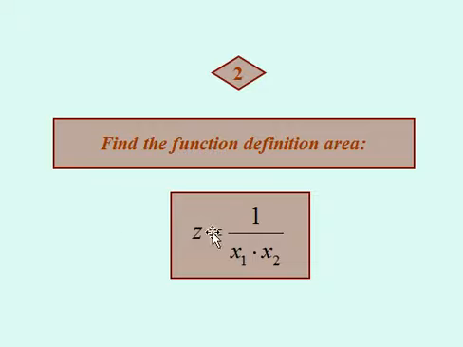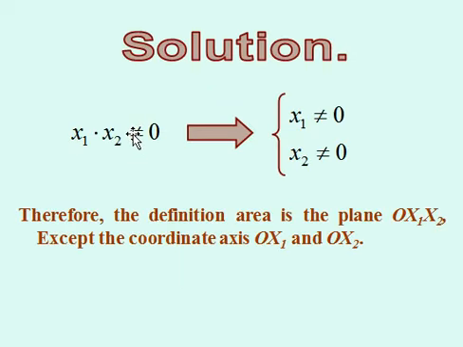When we have to find the definition area of such a function, z is equal to 1 divided by x1 multiplied by x2, we know that we cannot divide by 0. That's why x1 multiplied by x2 should not be equal to 0. It means that both of them should not be equal to zero. And the definition area of this function is the whole plane except the coordinate axes OX1 and OX2.